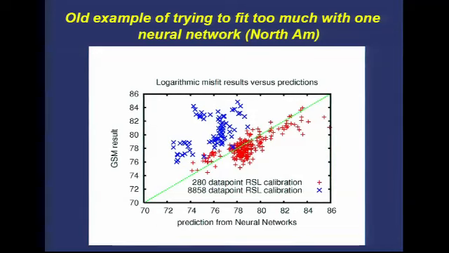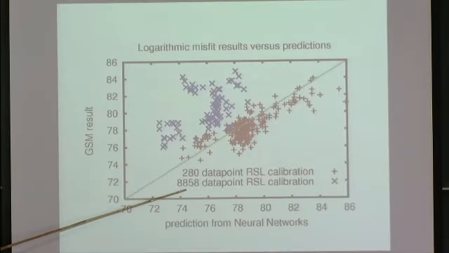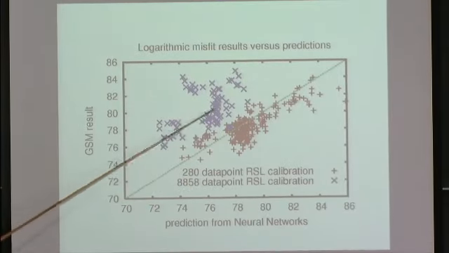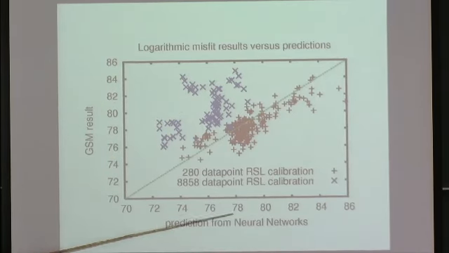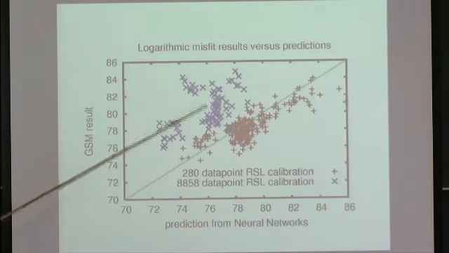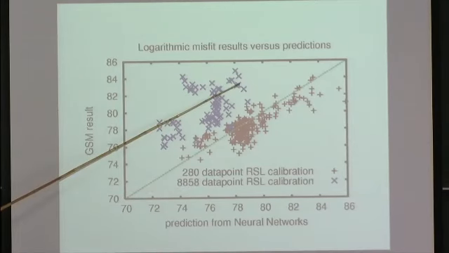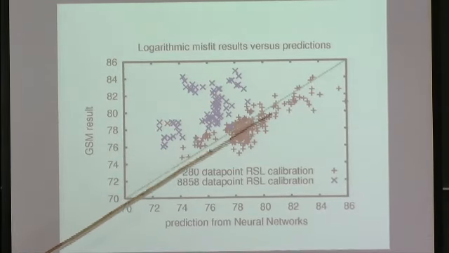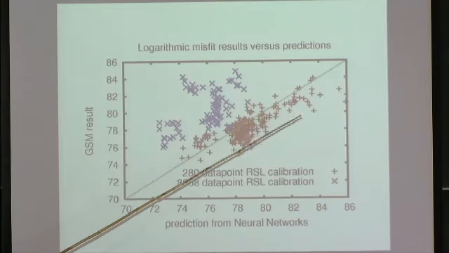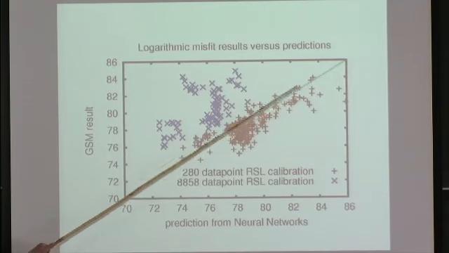Here's one lesson. If you try to overload a neural network, so originally we were trying to train one neural network, our relative sea level neural network, for all 8,858 data points in the database. And this is a prediction versus the actual simulated result. So emulator versus prediction. You can see when we were doing that, it was no predictive value. When we shrunk it down to 280 data points on one neural network, we got much more.